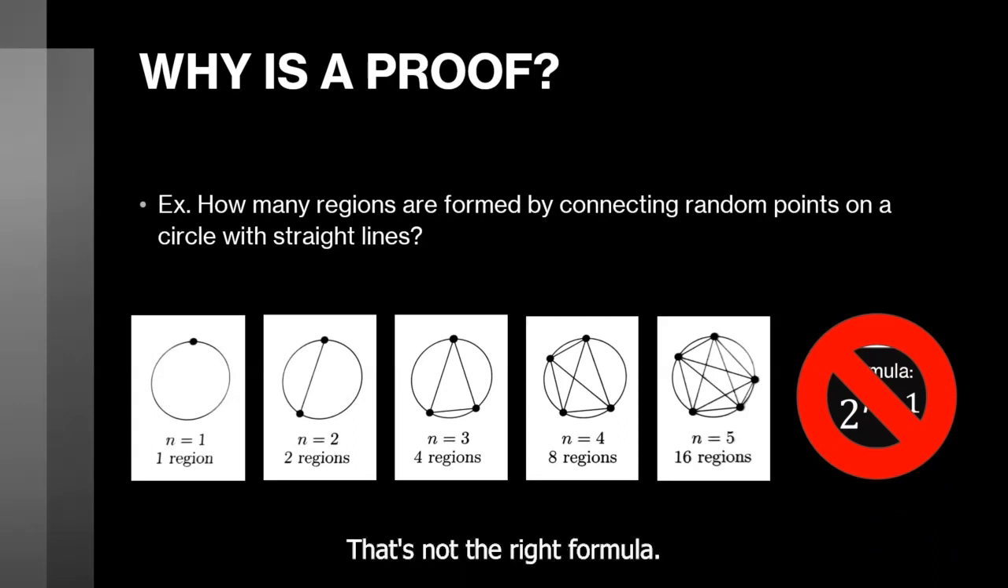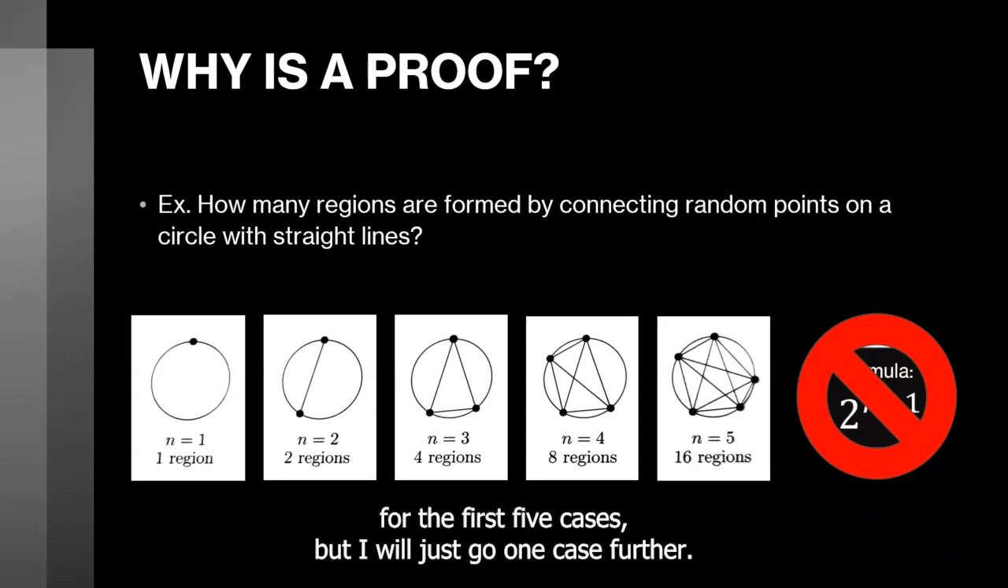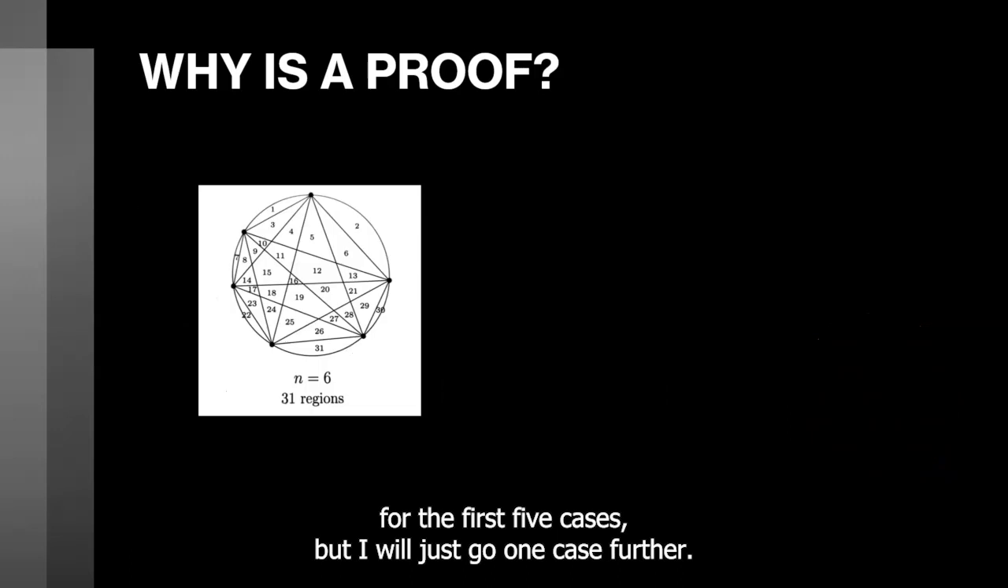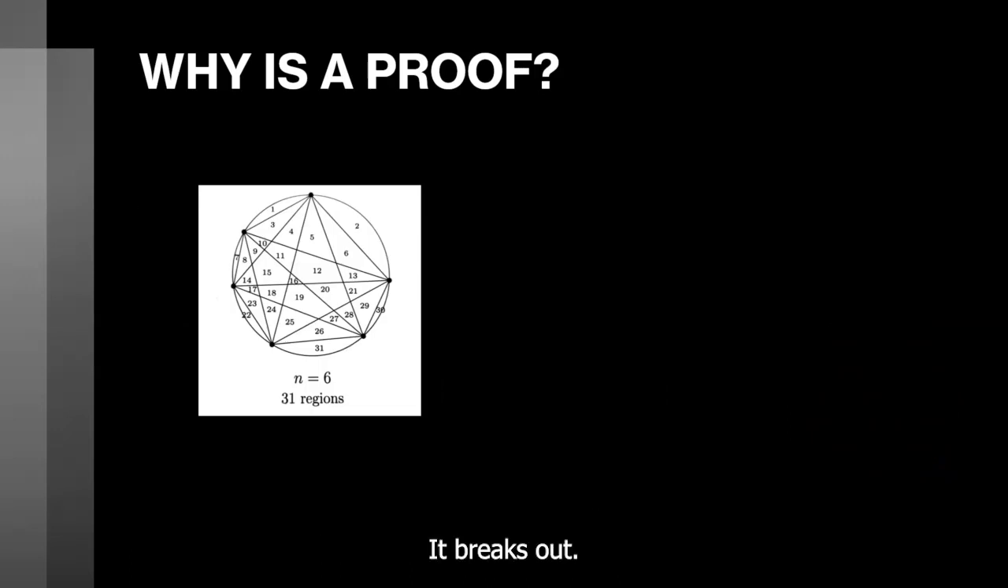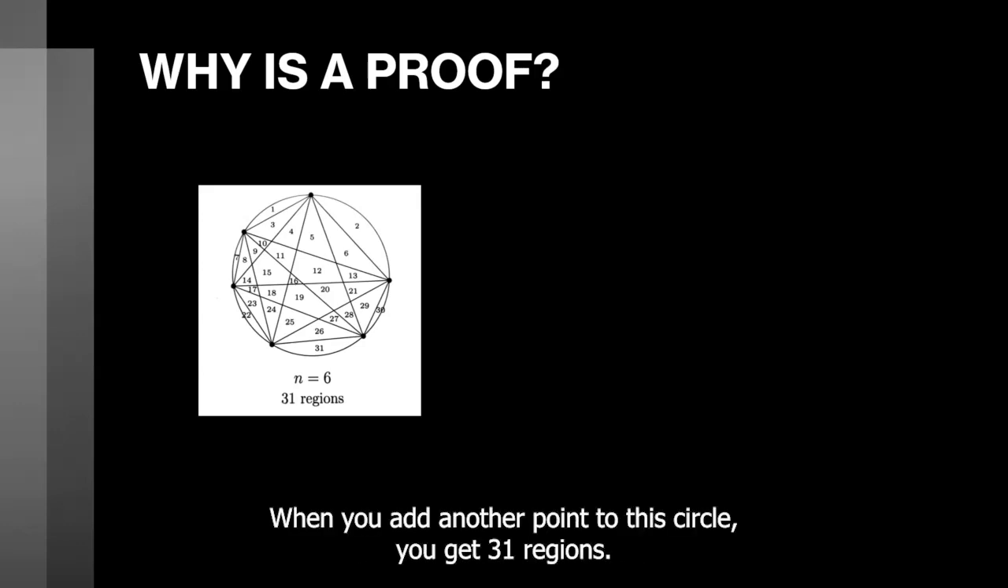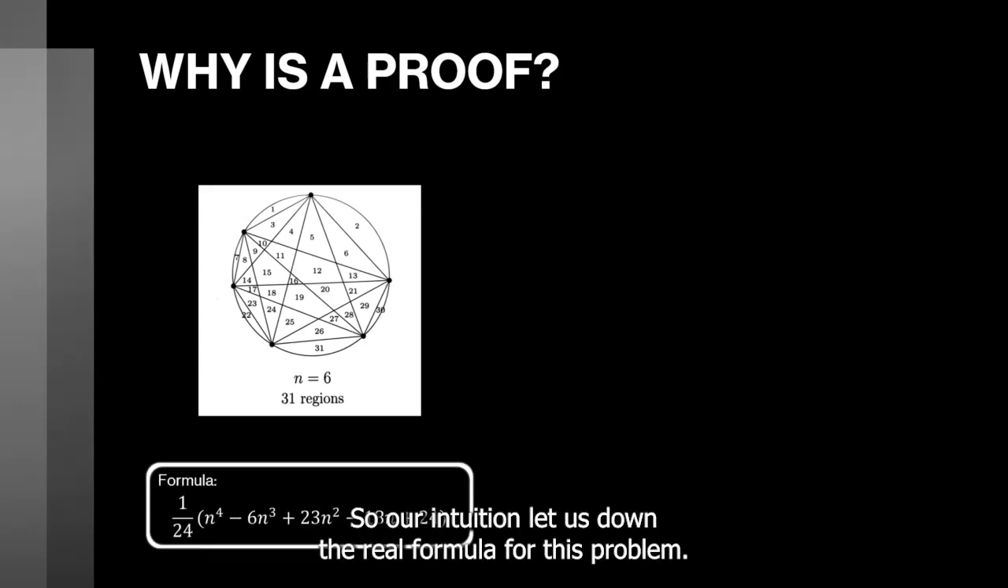That's not the right formula. It makes perfect sense for the first 5 cases, but if you just go 1 case further, it breaks down. This is not 16 times 2, right? 16 times 2 would be 32. When you add another point to this circle, you get 31 regions. So our intuition let us down.